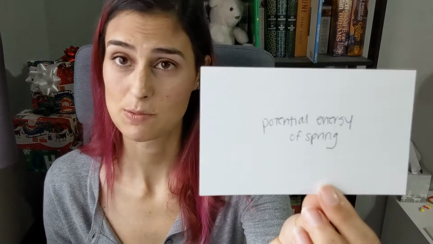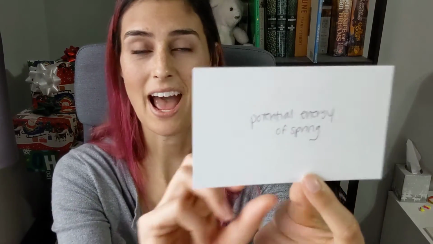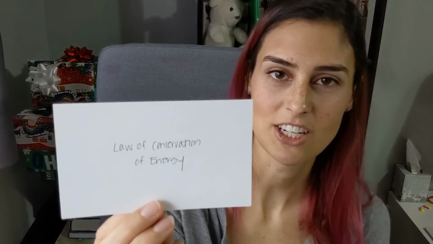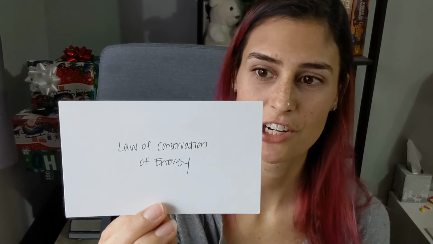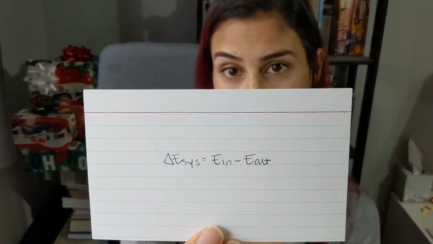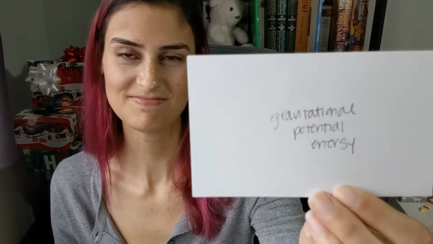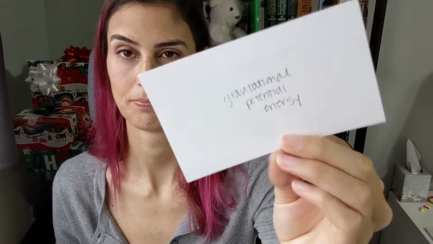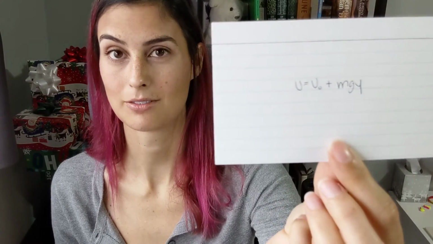The potential energy of a spring is U equals 1/2 kx squared. The law of conservation of energy says that the change in energy of a system has to be equal to the energy in minus the energy out. Some of these are somewhat obvious statements. The gravitational potential energy, U, equals U naught, so the initial U, plus mgy. So you have to have a reference for this.